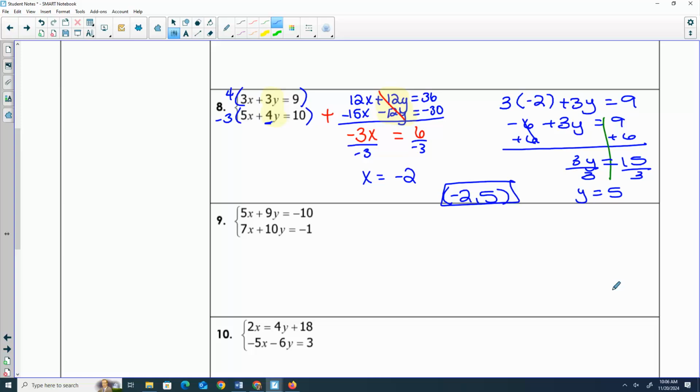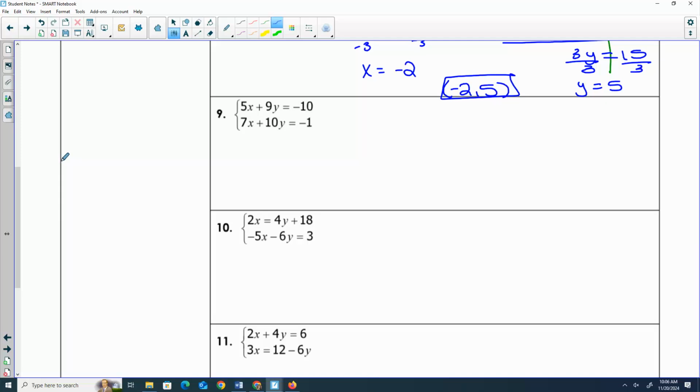Let's do one more. You guys walk me through it, then we'll stop for today. So let's just do number 9. All right. Which variable do you want to cancel? X. If I look at those, 5 and 7, what can I turn both of them into? 35. What would I take the first one times to get 35? That's 35x plus 63y equals negative 70.